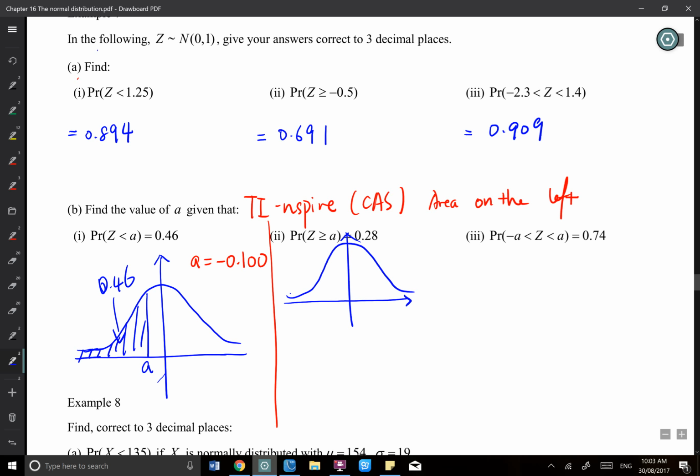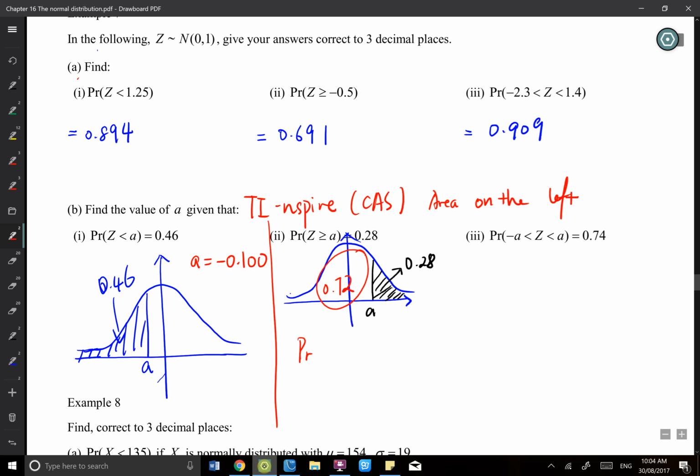Okay, to the right hand side of A is 0.28. So this is not working, because it's on the right hand side area. I need area on the left hand side. So instead, I need to go 0.72. That's the left hand side area, that's the area I must use on my calculator. They're actually talking about the same thing.